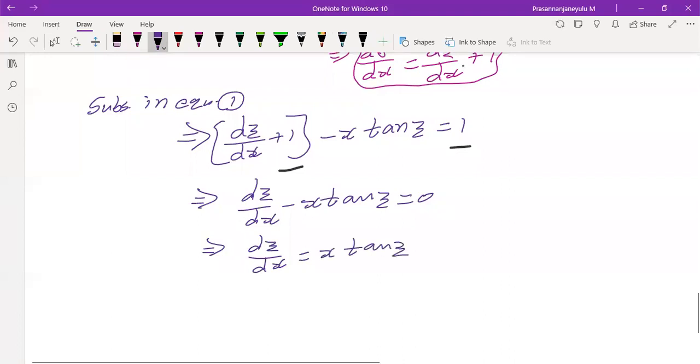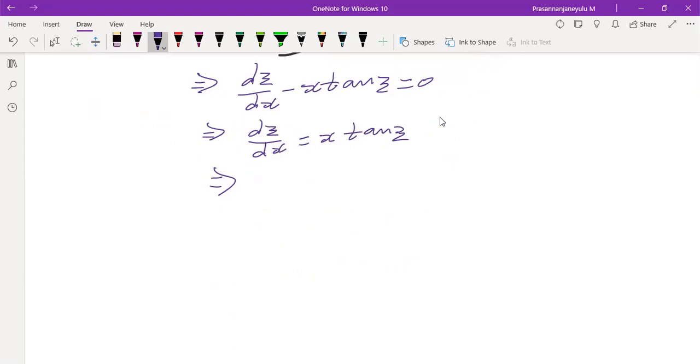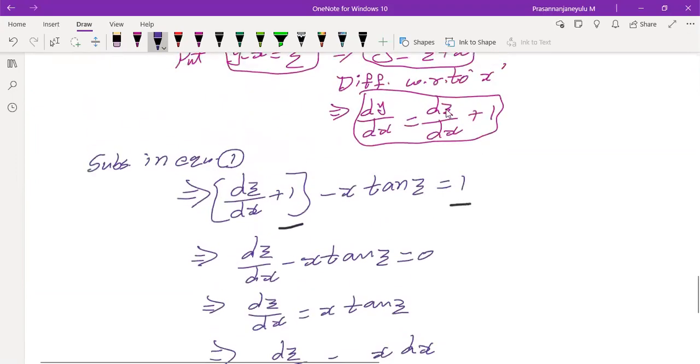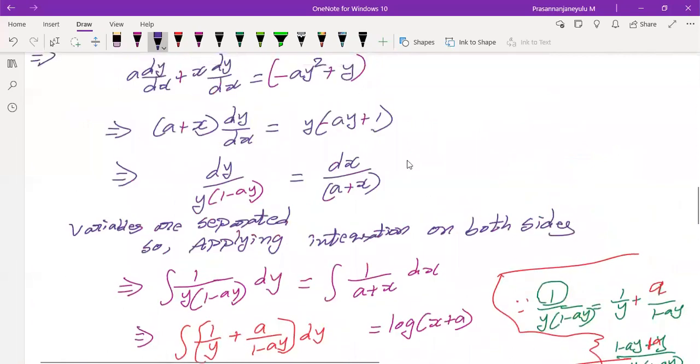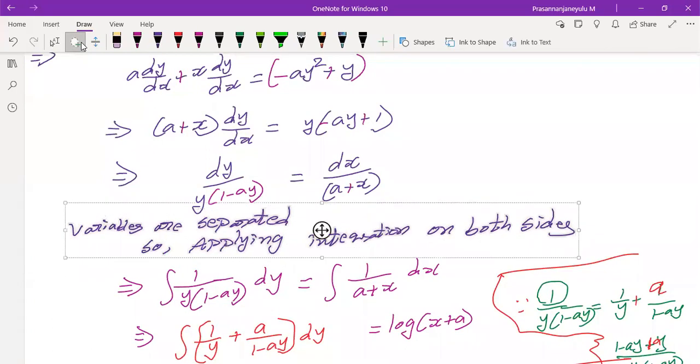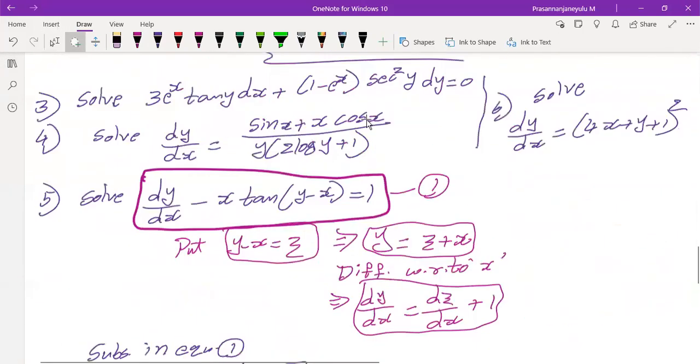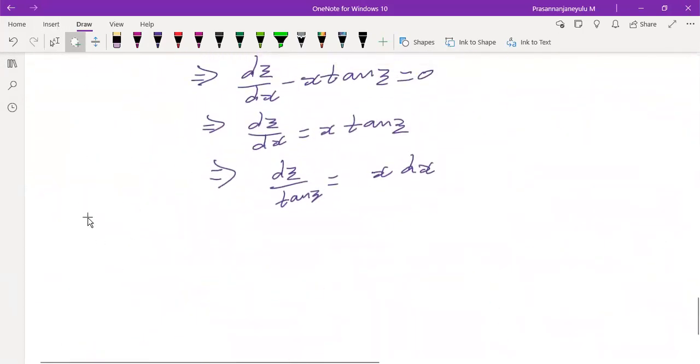Now we can write which variables we can bring to the left hand side and which to the right hand side. dx to the right and tan z to the left. z variables to the left hand side, then we'll get dz by tan z equals x into dx. So what is the actual concept for us? As usual, same step. Variables are separated, so apply integration on both sides.